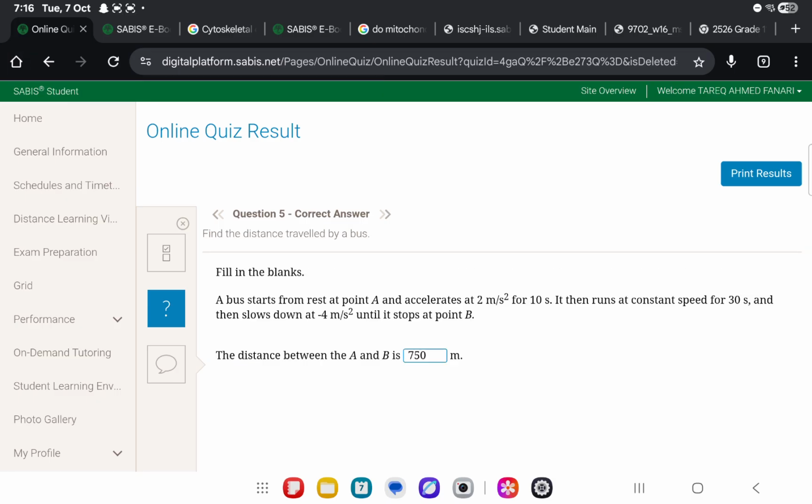Okay, same concept. A bus starts from rest at point A. So let's pull out my graph from now, just to help me explain what's actually going on. And if you ever don't understand what's going on in a question, it's just words, make a graph. It will clarify what's going on for you, right? Starts from rest at point A, so we know he's starting from this area here, the origin, and accelerates at 2 meters per second for 10 seconds.